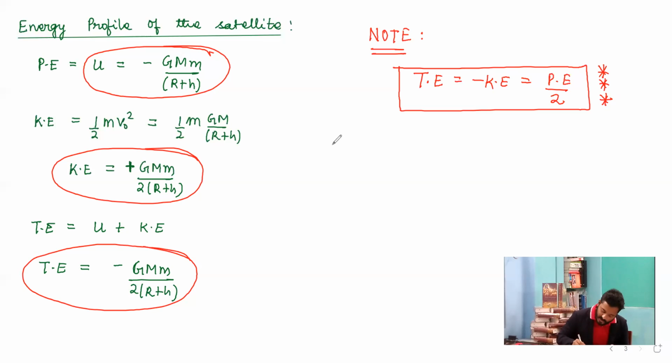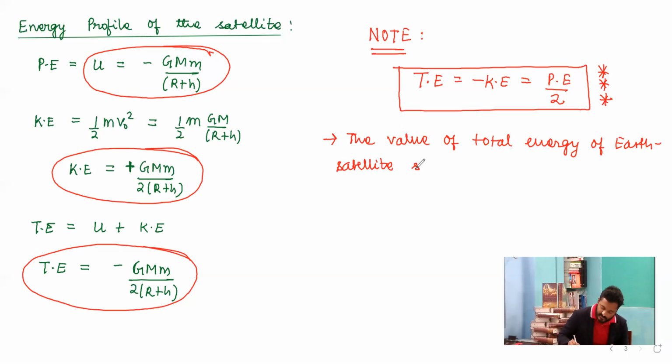A very interesting point over here is that the value of total energy is negative. The total energy of the Earth satellite system is negative.